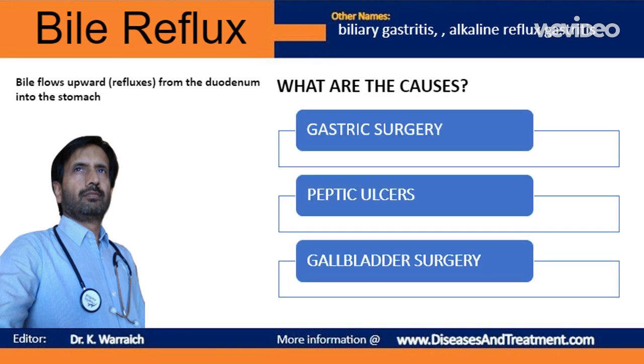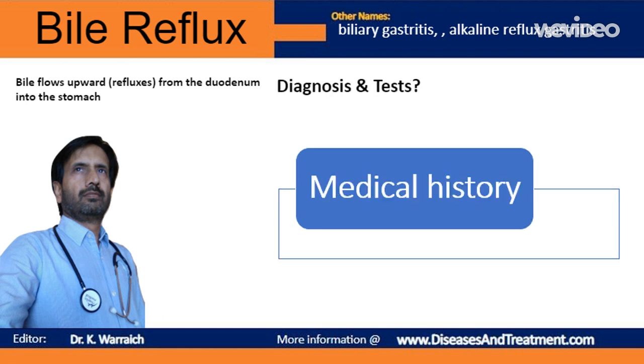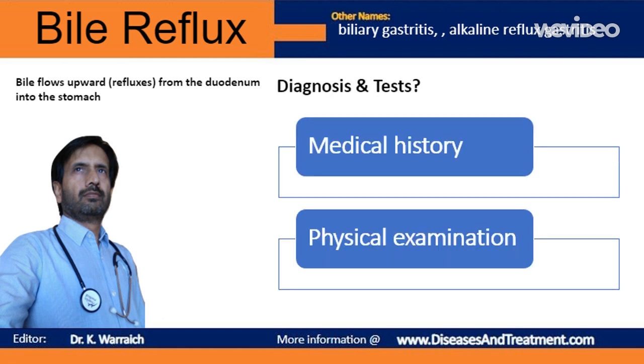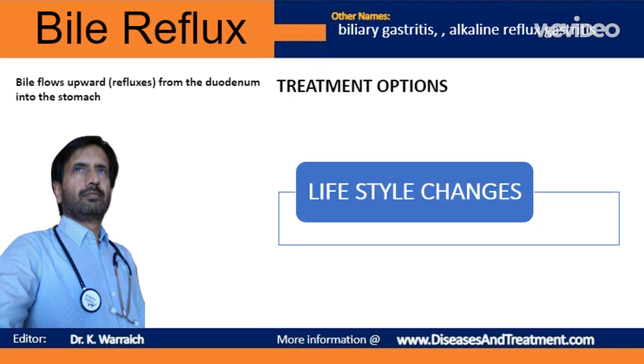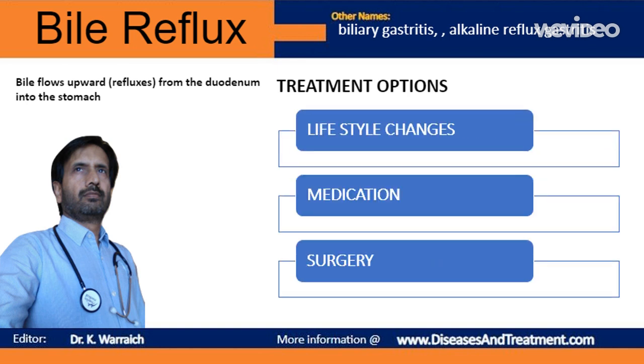And then the possible causes are any bariatric surgery, weight loss surgery, peptic ulcers, gallbladder removal surgery, or any obstruction like tumors or any intestinal cancer, etc. Medical history, physical examination, endoscopy, ambulatory acid tests, esophageal impedance tests. These are the most important tests your doctor will order to make the diagnosis. And once diagnosed, then medication and surgery are the treatment choices.